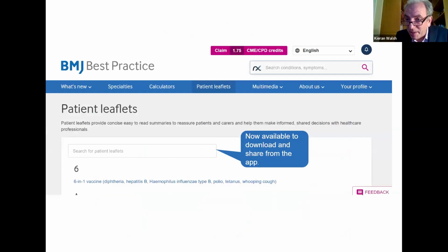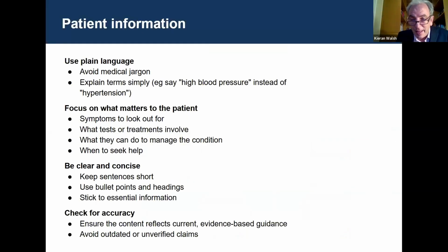We also have patient information leaflets on BMJ Best Practice, and these are vital to our empowering patients with single conditions or multiple conditions. It doesn't matter. And the patient information leaflets that we have, they follow best practice in the generation of patient information. And I'll summarize what this is very briefly and quickly.